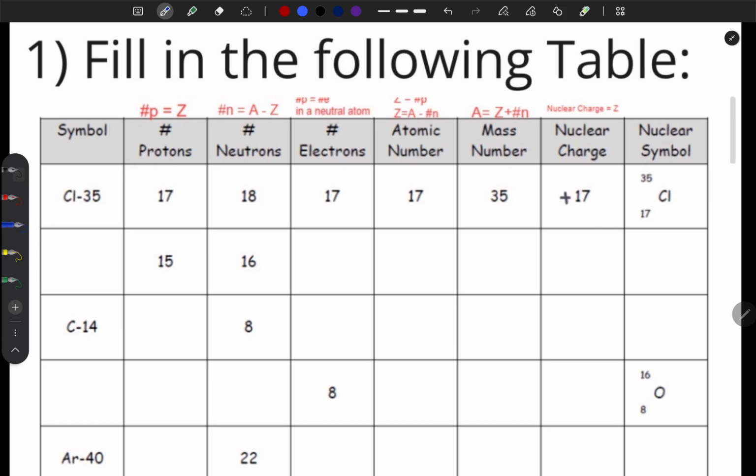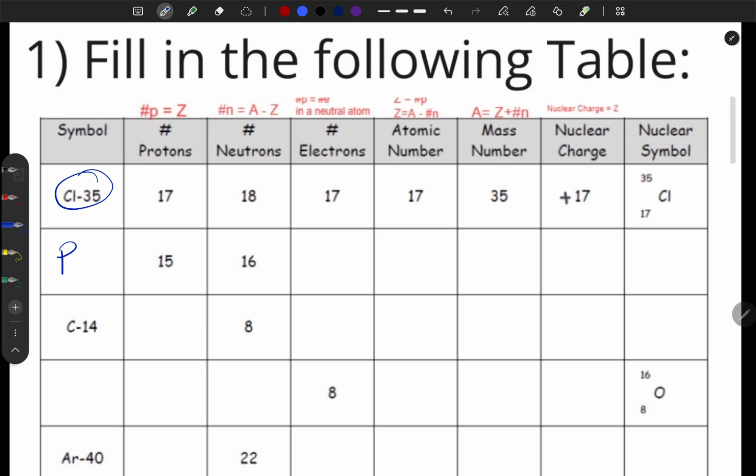So first, we have an element that has 15 protons and 16 neutrons. Now, definitely you're going to need your periodic table in order to solve this table. So whatever you are filling here is going to be the symbol that has 15 protons. And that's going to be, if you look at the periodic table, phosphorus.